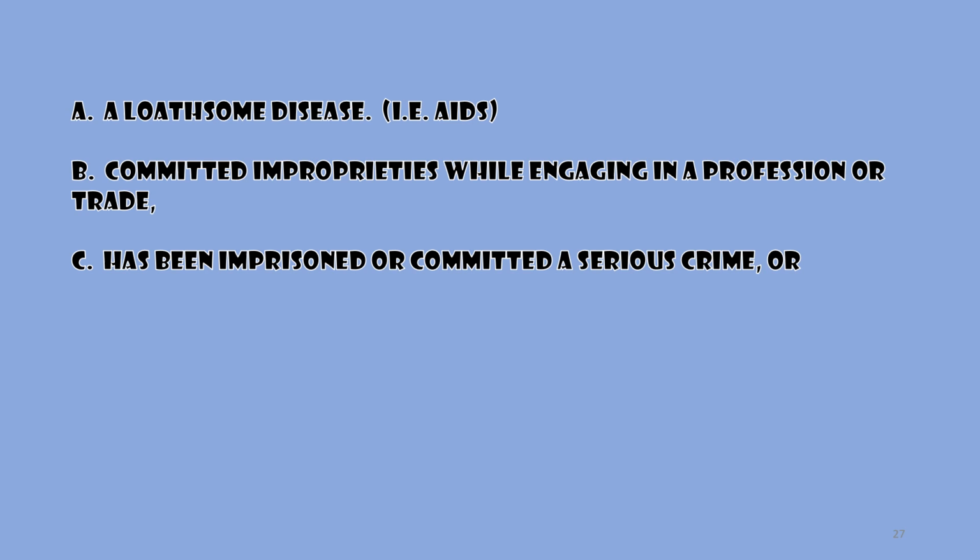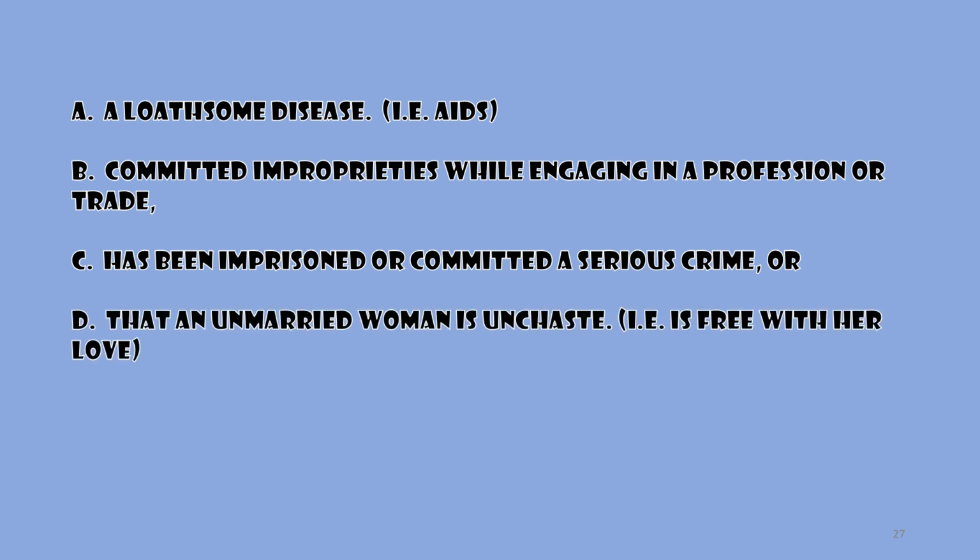Three, a person has been imprisoned or committed a serious crime. If I run around telling people you've been in jail, you're a convicted felon, could you lose your job? Yes. Or four, that an unmarried woman has been unchaste. All right, this is somewhat antiquated, but it still applies because of reputation. Once you destroy somebody's reputation, it's really hard for them to get it back. Now, just in case you're wondering, slander per se means slander in and of itself. That's what per se means, in and of itself.